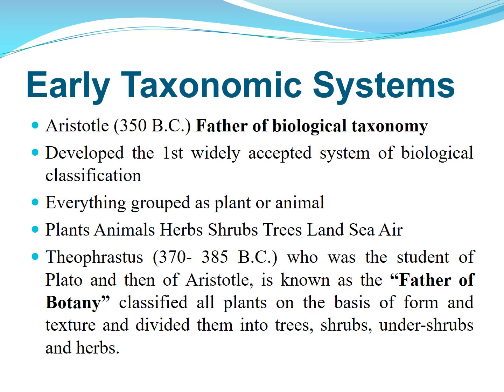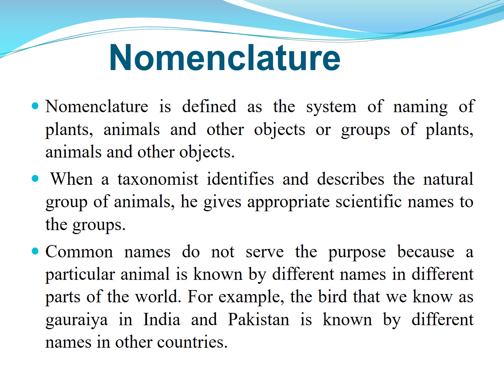Plants were divided into trees, shrubs, undershrubs, and herbs. Nomenclature is defined as the system of naming plants, animals, and other objects or groups of them. When the taxonomist describes the natural groups, he assigns scientific names to the groups. Common names do not serve the purpose because of particular systems. For example, a bird that we know in India and Pakistan is known by a different name in other countries. This is the importance of nomenclature.